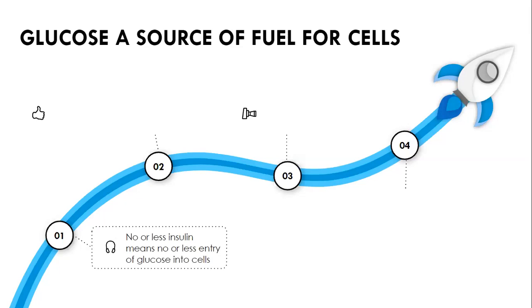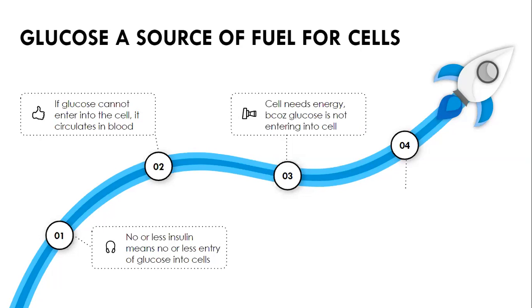Glucose as a source of fuel for cells. Like I said, glucose is the only energy for these cells. If there is no insulin, there will be no glucose in the cell. If there is less insulin, there will be less glucose into the cell. Correct? If glucose cannot enter into the cell, it is going to circulate in the blood continuously unless it enters into the cell. Cell needs energy, but the glucose is not entering into the cell.